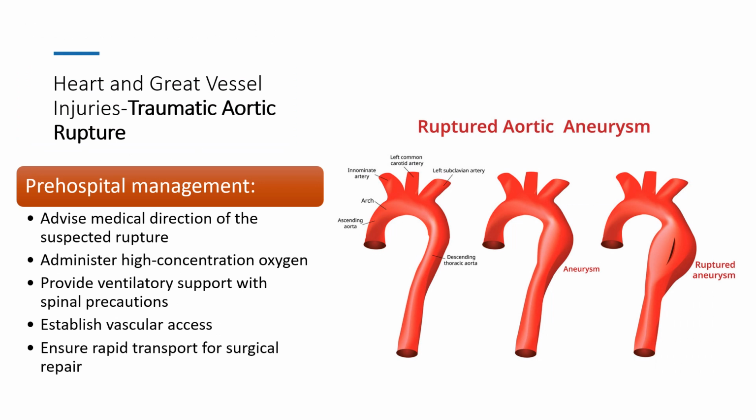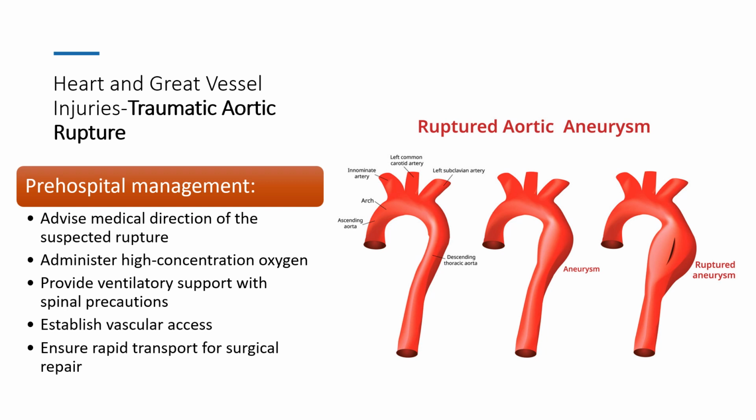We'll continue talking about some of these. Advise medical direction of the possible suspected rupture, whether this is in the abdomen or the chest. Even though we're talking about chest, anytime we notice AAA type issues, we're going to be concerned. Administer high flow oxygen. Whatever blood is flowing, we want it full of O2. Provide ventilatory support with spinal precautions as best we can, because if it's enough to cause injury to the aorta, there's a decent chance that it also caused disruption to the spine. Establish vascular access. Ensure rapid transport for surgical repair.